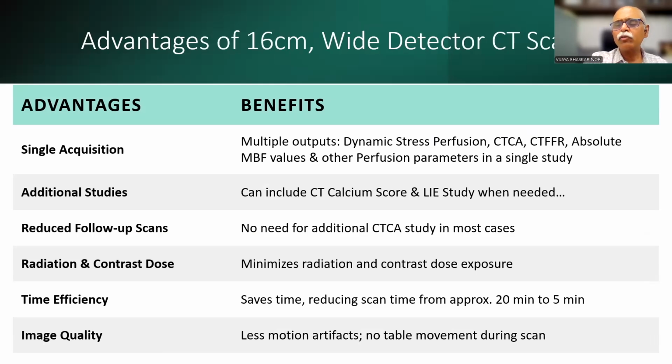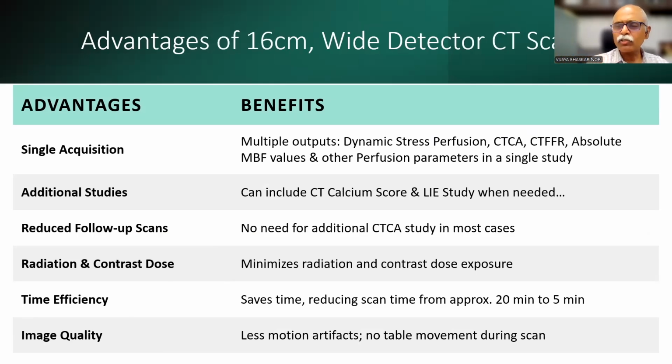most of the studies by using 70 kV, low kV technique. The radiation dose is very less. Saves time. And if you can get a good stress perfusion study, with proper shallow breathing, in the same study, you can get a good CT angiogram.